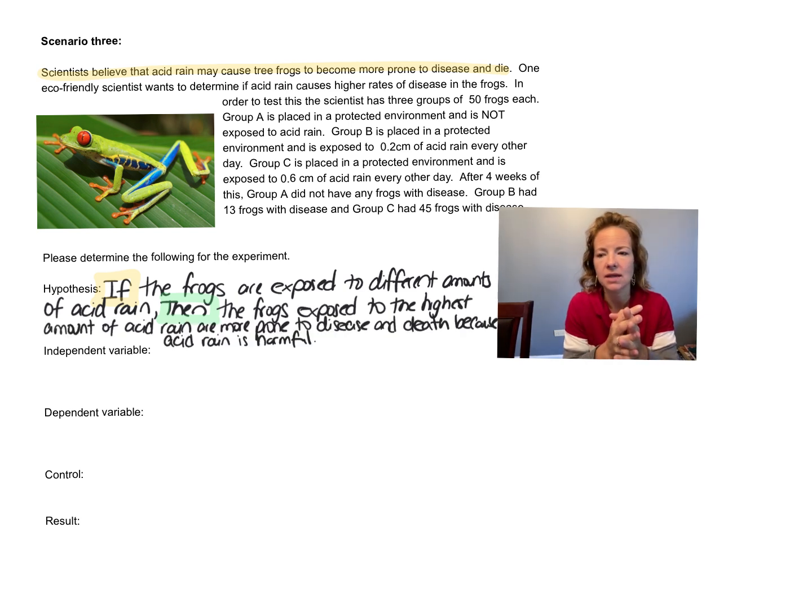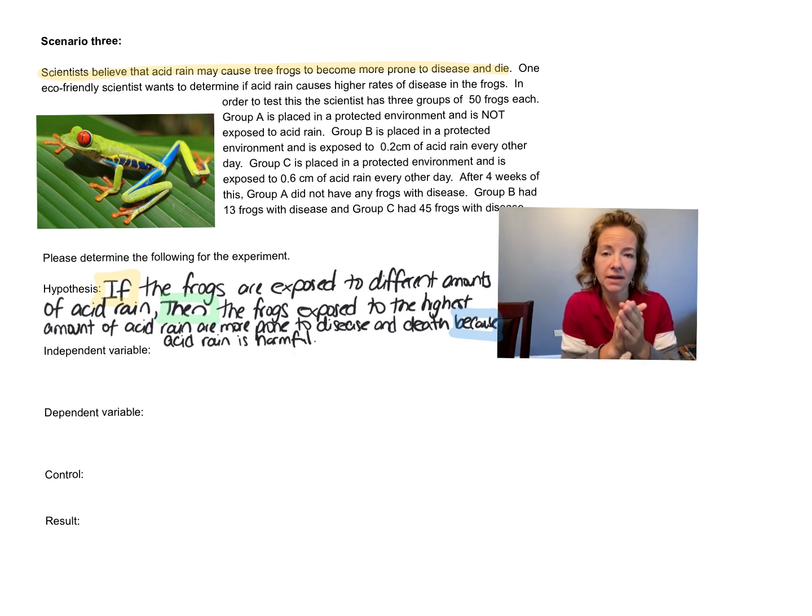Why do I think that? Because acid rain is damaging to organisms. It's harmful to them, it hurts them. Hopefully you have a little bit of background that acid rain is not a good thing. So again, my hypothesis: if the frogs are exposed to different amounts of acid rain, then the frogs exposed to the most acid rain are going to be more prone to disease and die, because acid rain is not good for organisms and is harmful.